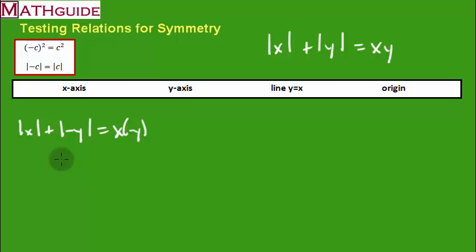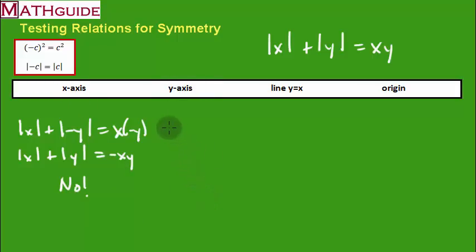And we play cleanup. According to our handy-dandy little checklist here, if you have a minus inside the absolute value, like this minus y, it's going to have the same value as just the absolute value of y. And when I multiply a positive times a negative, I get a negative. Now I compare this to the original. It looks really close, except I've got a negative xy, and our original has a positive xy, so no deal. This one does not have any symmetry with the x-axis.